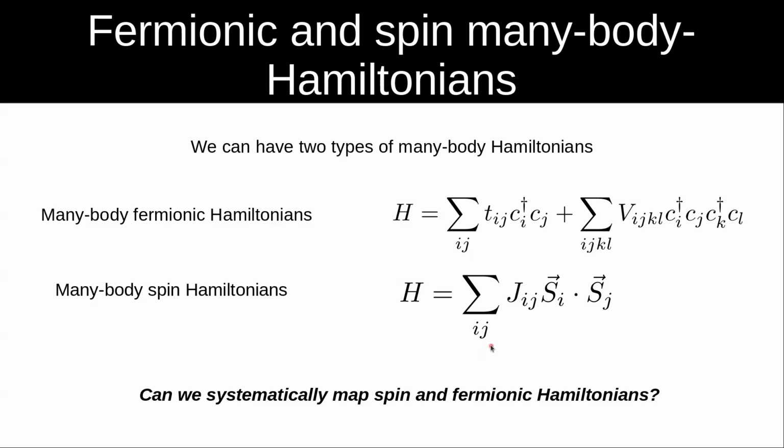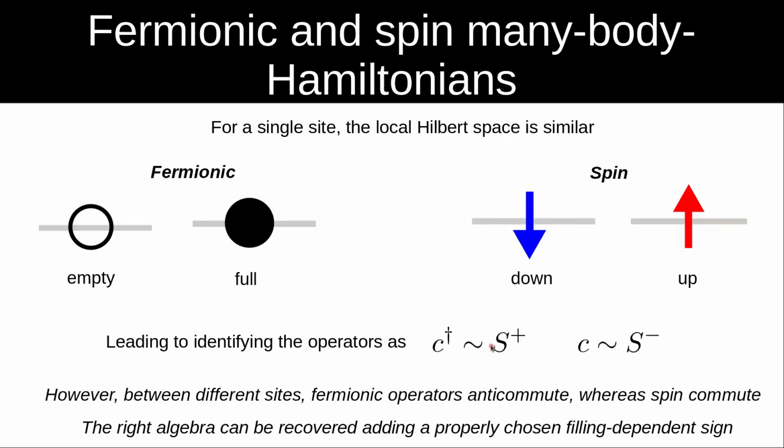So one of the big questions is whether spin Hamiltonians and fermionic Hamiltonians are actually equivalent, and in particular, if we can map one to the other. To understand how this may actually happen, it is worth recalling what the local Hilbert space for both fermionic Hamiltonians and spin Hamiltonians looks like.